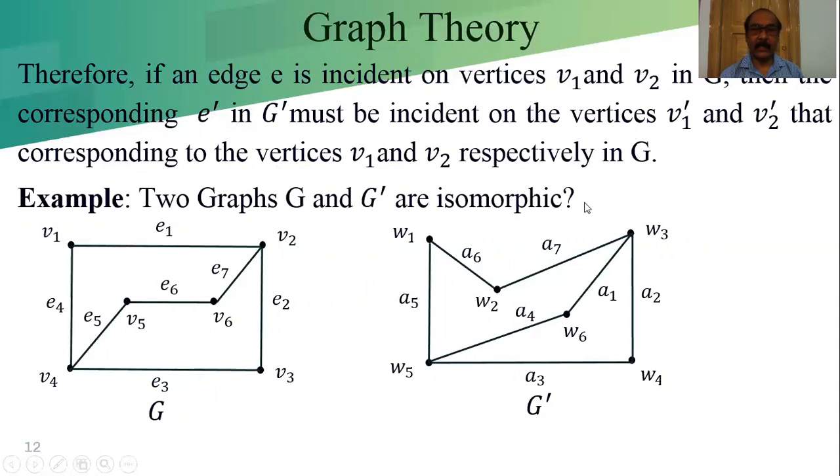Are the two graphs G and G dash isomorphic, yes or no? That we have to check one by one. G is a graph and here G dash is a graph. A simple way to check: if we think G dash is made of a rubber band, I can pull it here and push this here, and then it looks similar to that.